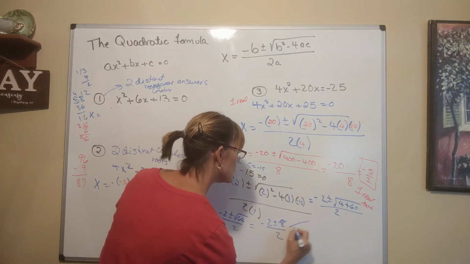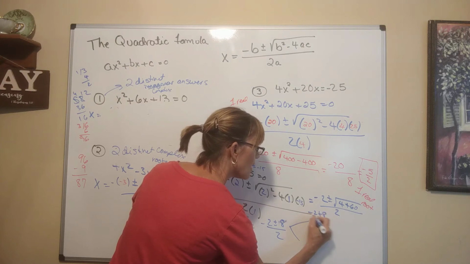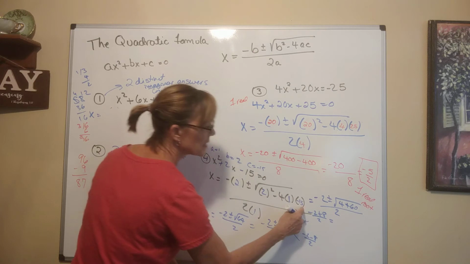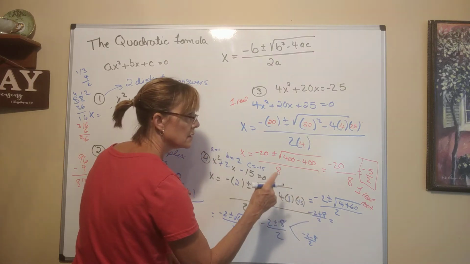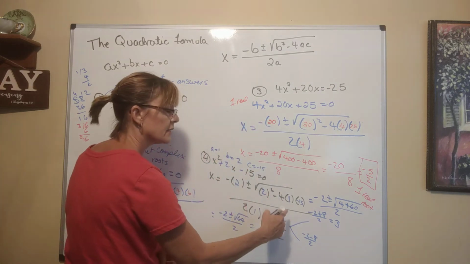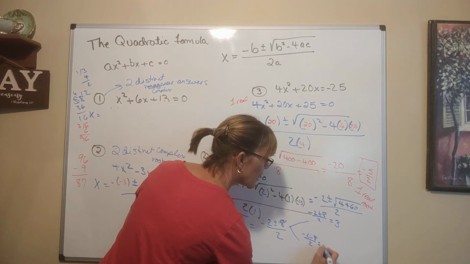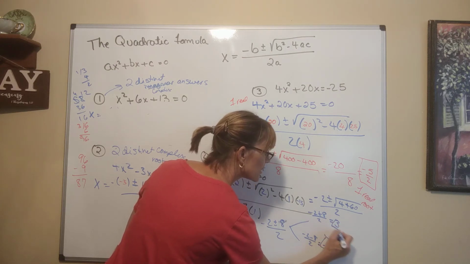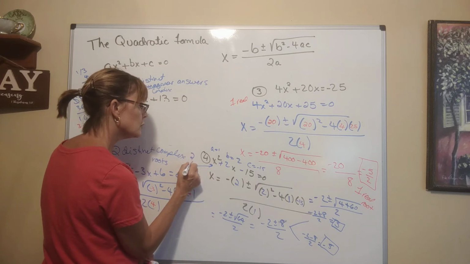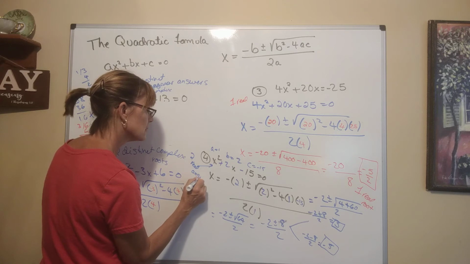over 2. So we're going to split this up. We get negative 2 plus 8 over 2 and negative 2 minus 8 over 2. This gives me a 6, negative 8. Negative 2 plus 8 is a 6 over 2, which is a 3. Negative 2 plus negative 8 is negative 10 over 2, which is a negative 5. So we got two answers, and they were both real. So for this one right here, we got two real solutions, answers.